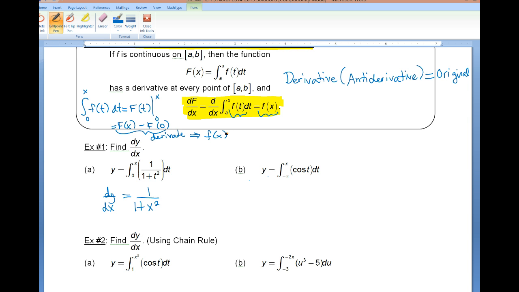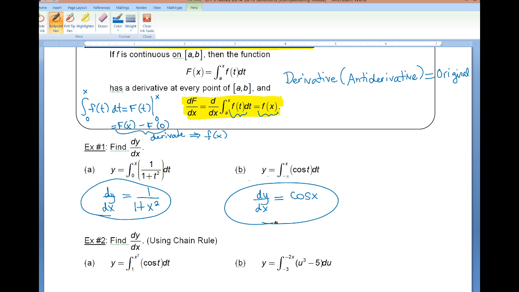Now, the lower bound has the letter a. So I put in here a 0 for an example. It doesn't matter what the lower bound is, as long as it's a constant, because when we do the derivative, it's always just going to go away. So that's basically all the work you have to do for this one. Here, what's dy dx? I check my lower bound is negative pi, which is a constant. So it's just going to be cosine of x. Again, you can think of it as replacing the variable with that upper bound.